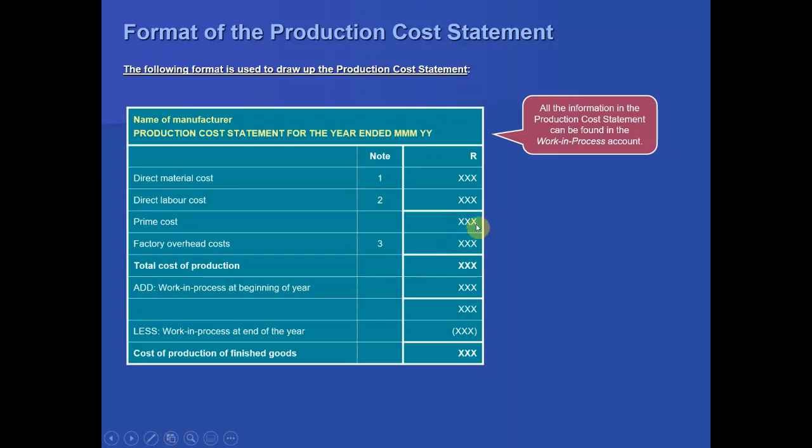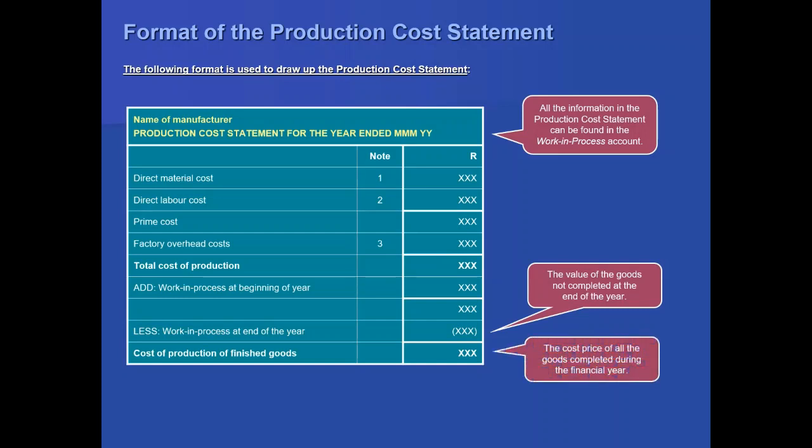So now that we have the prime costs, we will add the factory overhead costs to get the total cost of production. To that, we add the work in process at the beginning of the year. If we add that, we get a subtotal. Then finally, we subtract the work in process at the end of the year. So that's, in fact, the value of the goods that were not completed at the end of the year. If we subtract that from the subtotal, we obtain the cost of production of finished goods. So that is in fact the cost price of all the goods completed during the financial year.